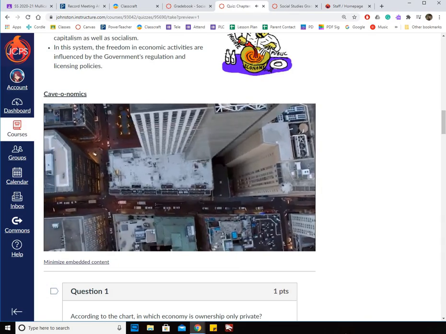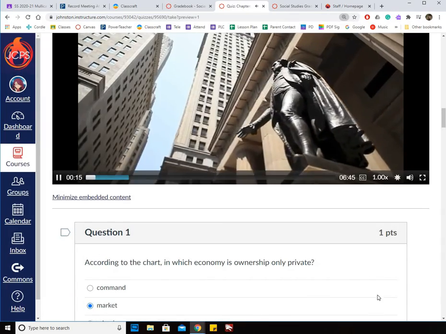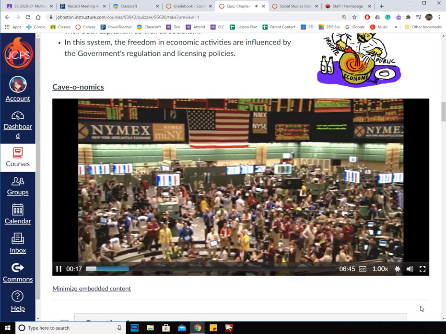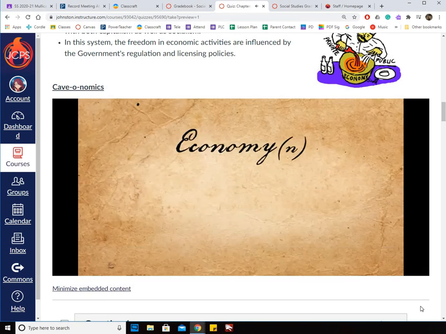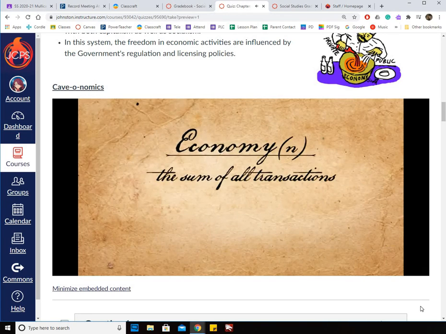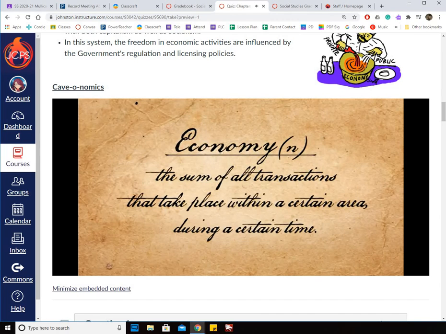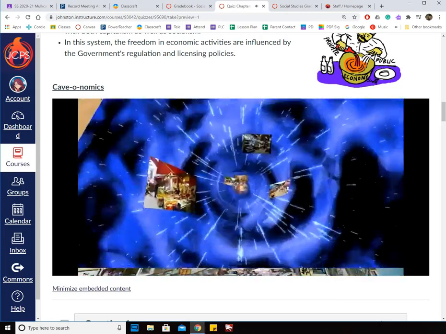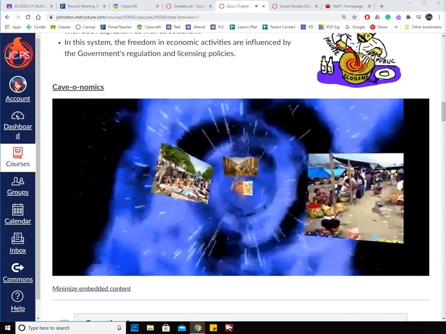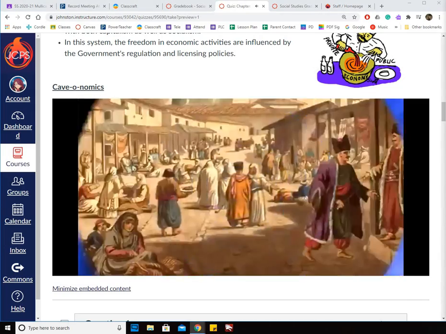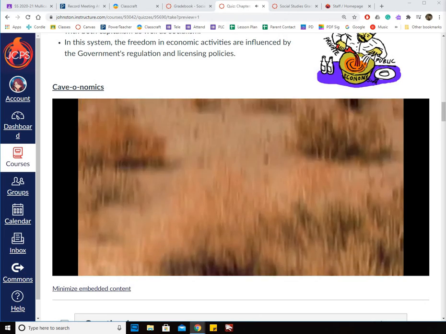The economy. For something so massive and so important, why do so few of us ever truly understand it? The clinical definition is that the economy is simply the sum of all transactions that take place within a certain area during a certain time. But what does that even mean? Maybe the best way to understand the economy is for me to take us back, way back, back to where it all began, like this.